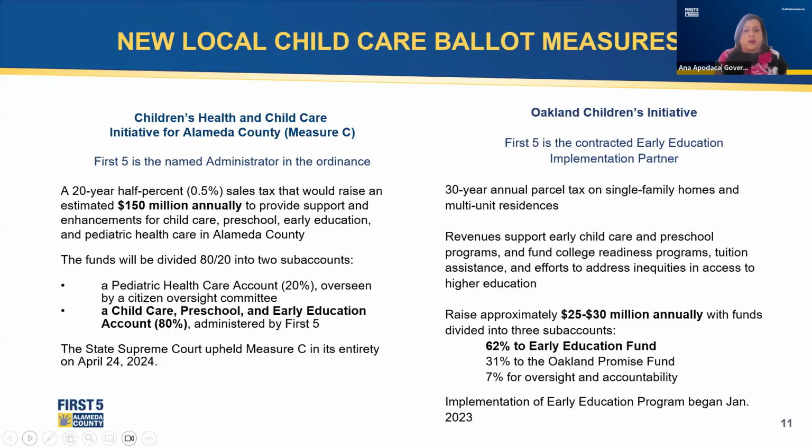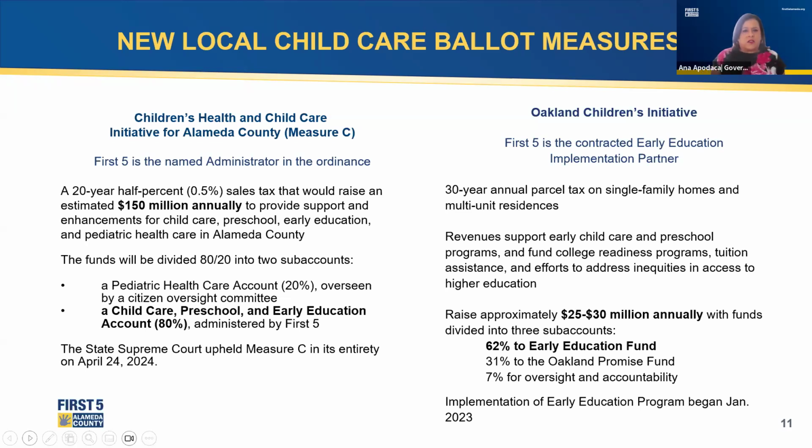As you know, we are very fortunate here in Alameda County to have two local child care ballot measures. We have the Oakland Children's Initiative, which contracted an early education implementation partner, and we began implementing that program in 2023. That is specifically for the city of Oakland. Today we're going to do a much more in-depth focus on the Children's Health and Child Care Initiative for Alameda County, Measure C, for which First Five is the named administrator in the ordinance.